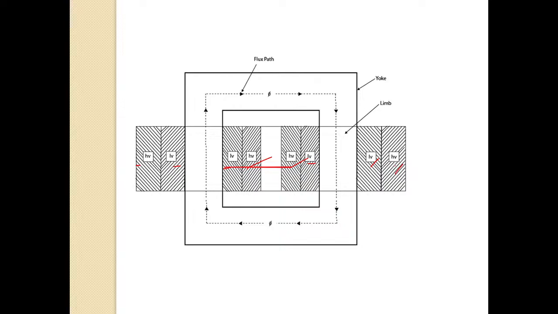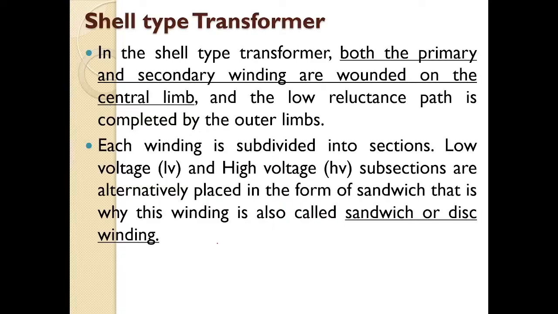So these two windings are arranged in concentric coils. Such type of coils you will call concentric winding or cylindrical winding. So the winding that is provided around the core type transformer, you can call concentric winding or cylindrical winding. Now let us see the shell type transformer.